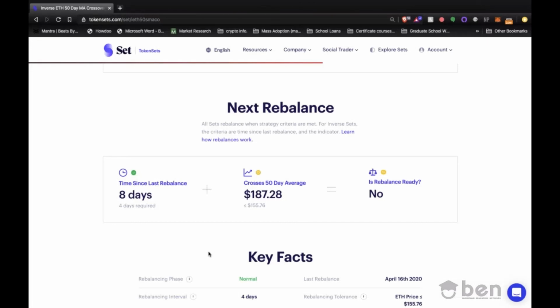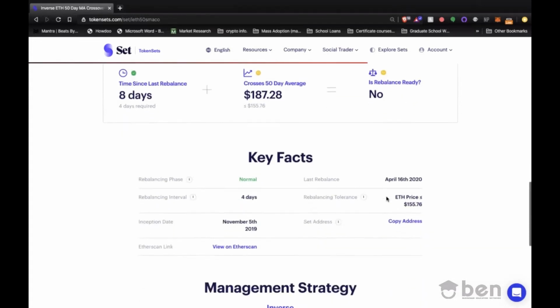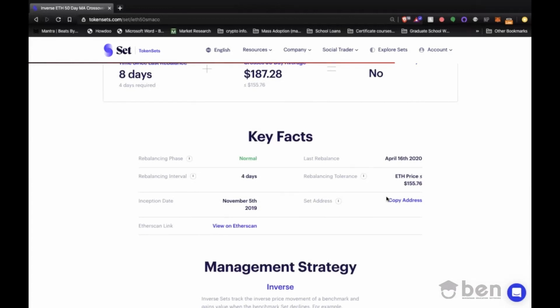So if it's below, or if it's less than or equal to $155.76, as of right now, it's not. It's at $187.28. So there is no need for rebalance there. And as you can see here, is rebalance ready? No. And now let's look at some key facts.